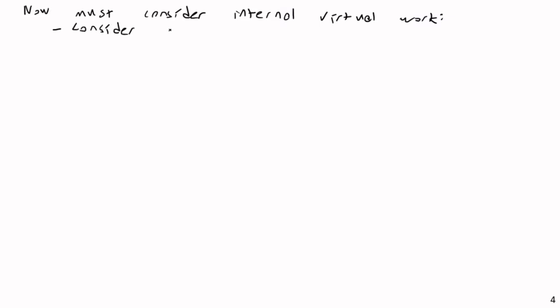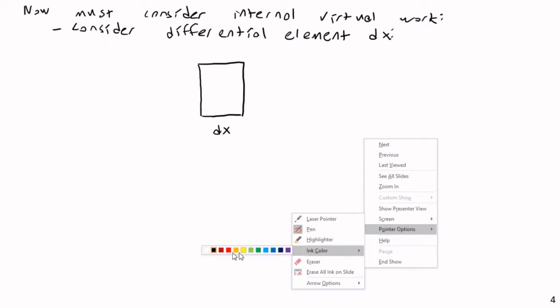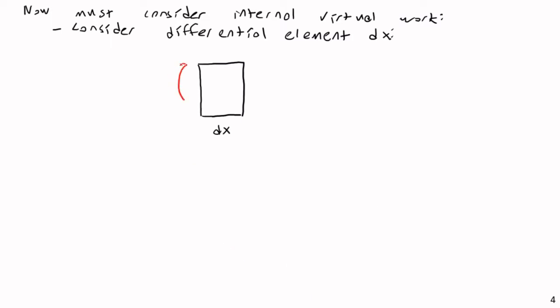Now let's consider the internal virtual work. I'm going to look at a differential element, that dx. Consider differential element dx. So we have this small slice of a beam, and it has width dx. When it's under the virtual loading, it's going to have a virtual moment applied to it. So it has mv, a virtual moment applied to both sides of it.